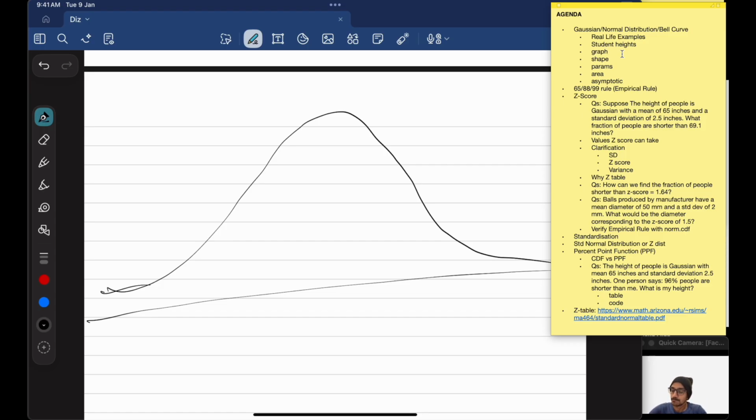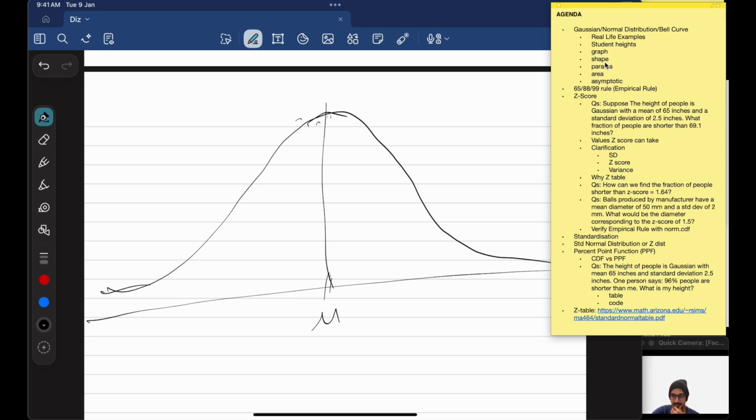So obviously the peak is decided by the mean, right? This peak is decided by the mean values. What else? I want to say something. Yeah, and I guess that will go into the empirical rule. Let me talk about these.